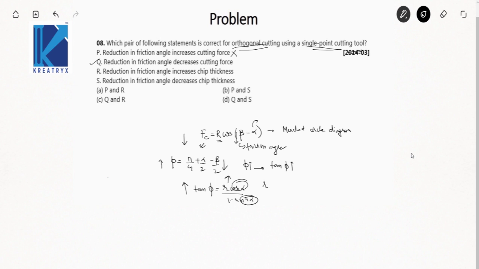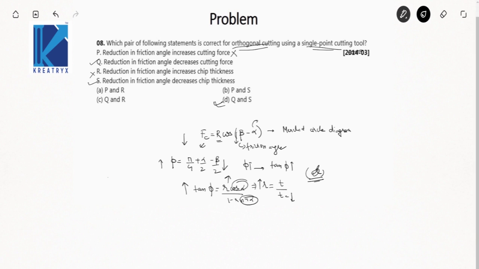So what is r then? r is t by tc. If r is increasing, then tc has to decrease. So for reduction in friction angle, the chip thickness will also decrease. So the correct option is S. It will not increase. So the right answer is option D, which is: reduction in friction angle will decrease cutting force, and it will decrease the chip thickness also. Option D is the right answer.